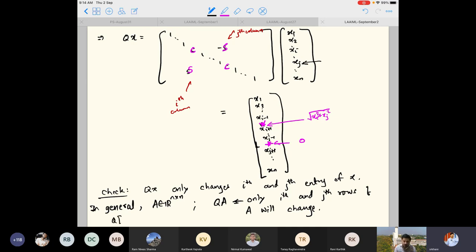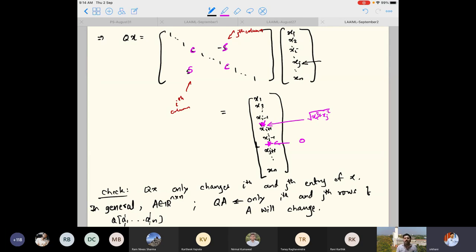QA basically is Q[A1 up to AN], right? Column wise you multiply, so you get QA1, QA2, QAN. And you know what happens in QA1? Only the ith and jth entry of this vector A1 changes. Similarly for AN, only the ith and jth entry of that vector changes. So only the ith and jth rows are going to change because of this. All other entries in the matrix are going to remain constant. So if you apply QA, then only these entries are going to change.